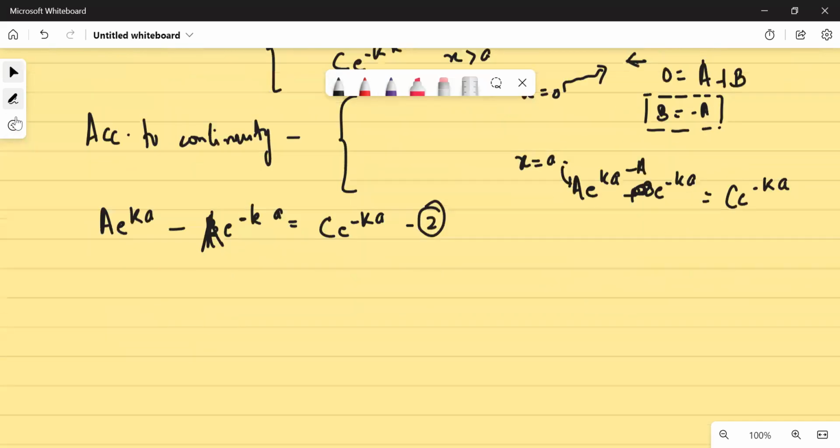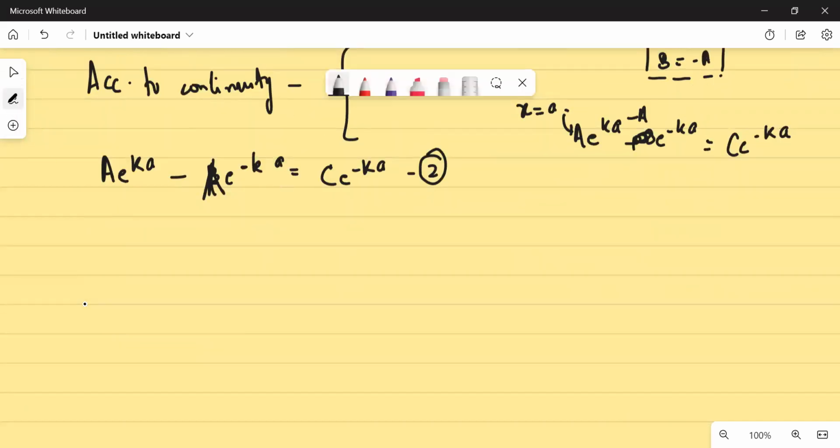Now, as we saw in the previous lecture, in order to tackle these kinds of differential equations which involve the Dirac delta function, we integrate the differential equation in the region where the Dirac delta function is. Here the Dirac delta function is stationed at x equal to a, so we'll integrate from a minus epsilon to a plus epsilon in order to extract some meaningful results. Here we want to find the bound state, so it will yield some energy. So you have A e to the power ka minus A e to the power minus ka equal to C e to the power minus ka. This is the second equation from the continuity condition at x equal to a.